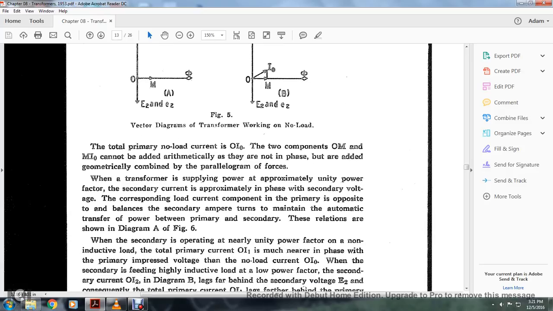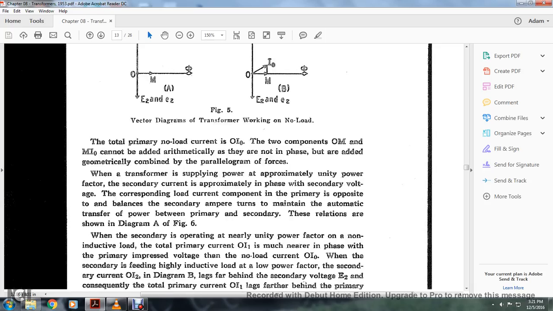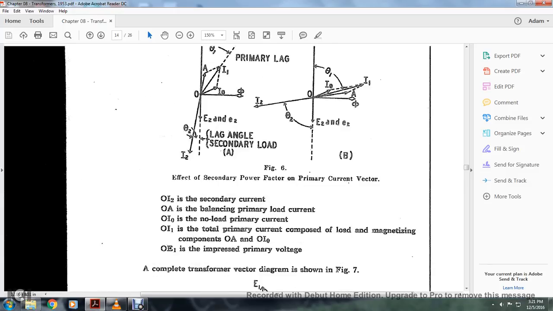When the secondary is nearly at unity power factor with a non-inductive resistive load, the total primary current OI1 is nearly in phase with the primary impressed voltage, no load current OI0. When the secondary is feeding a high inductive load of lower power factor, secondary current OI2, as in diagram B, falls far behind the secondary voltage E2, and consequently the total primary current OI1 lags farther behind the primary voltage. Figure 6 shows the effects of secondary power factor on primary current.